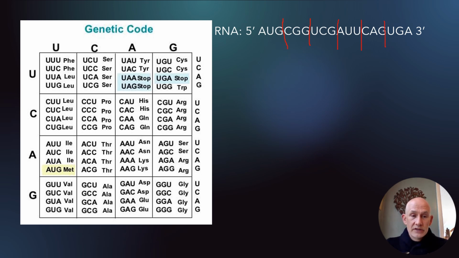So we know that AUG gives us methionine. Then CGG would be ARG, arginine. And then keep doing that for the rest of them. And we'll check over that in class.